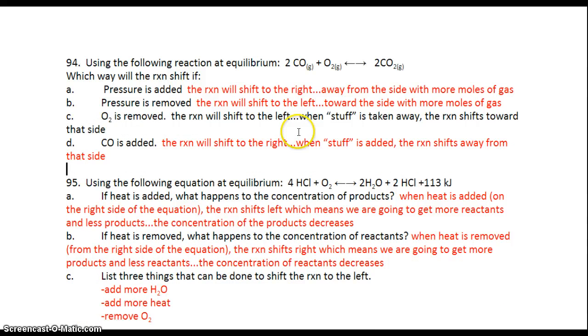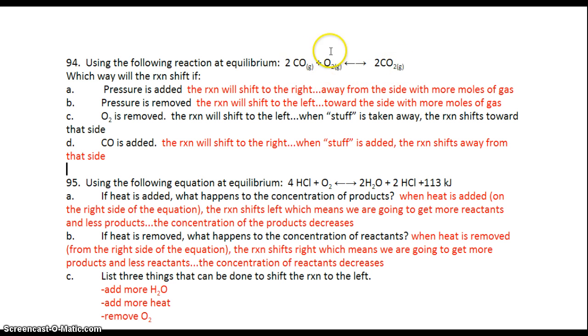In number 94, the change, or at least one of the changes that they're introducing here, is a change in pressure. So if pressure is added here in A, what we have to do is look at the amounts of gas on each side. Here we have 2 moles of carbon monoxide gas and 1 mole of oxygen gas. And on the right side we have 2 moles of carbon dioxide gas.